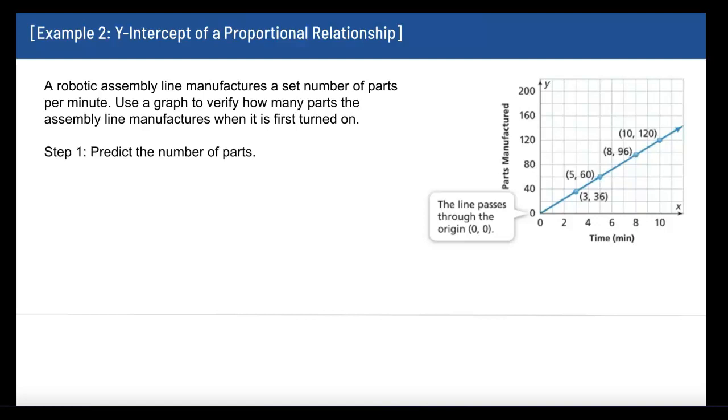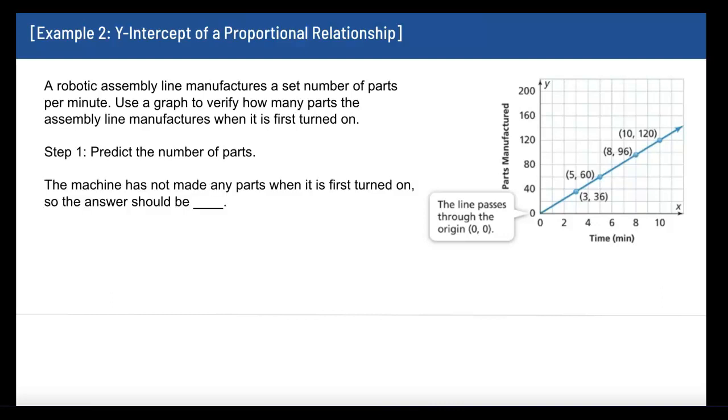So the first step we're going to do is make a prediction. Think logically. The machine has not made any parts when it is first turned on, right? You flip that switch, it turns on, it hasn't made any while it was turned off. So the answer should be 0. We should be expecting 0.